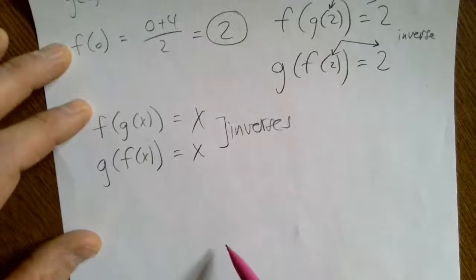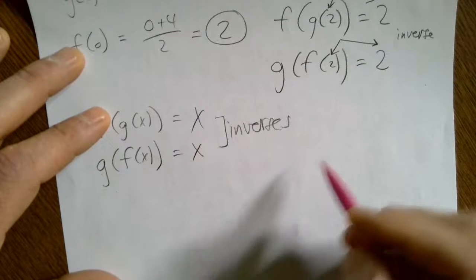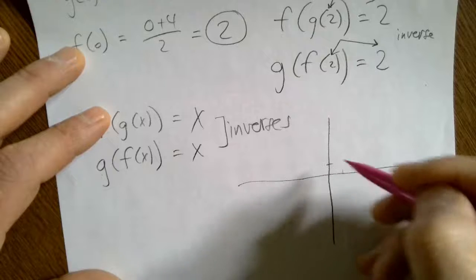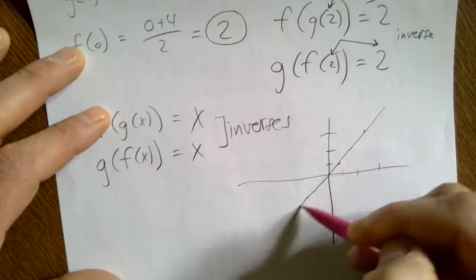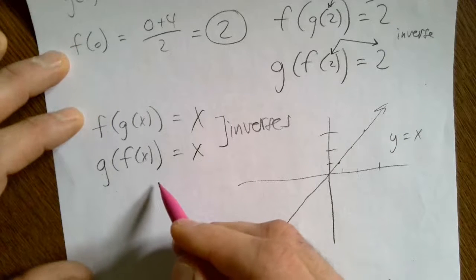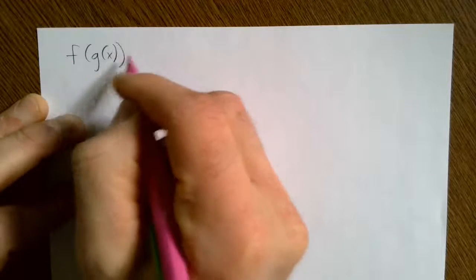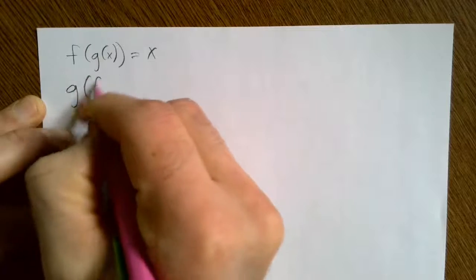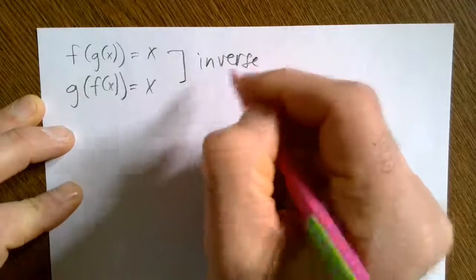And what's really cool is when you graph these things, it'll always mirror across the y equals x line. Because if you think about this, they just flip. Okay, sorry. Let me try that one more time. So if f of g of x equals x, and if g of f of x equals x, these functions are inverse.